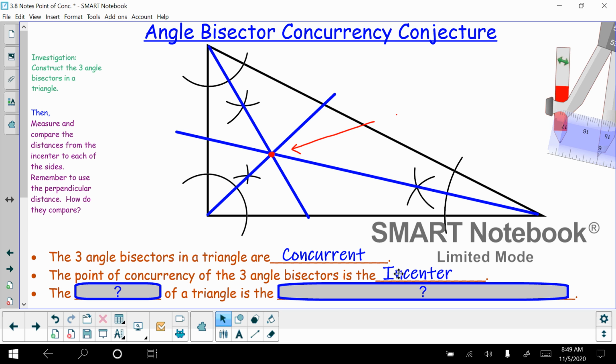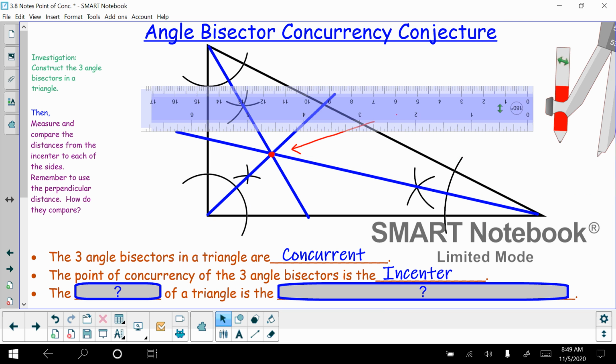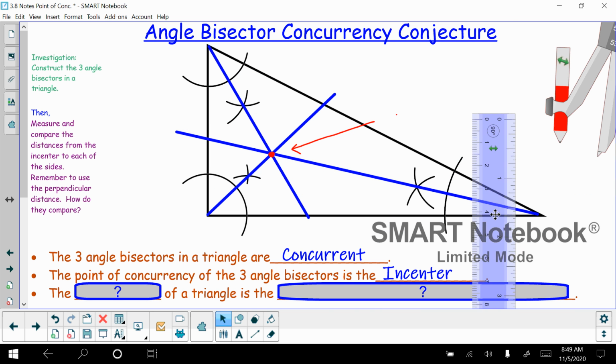So this is the second part of the investigation. It says then measure and compare the distance from the in-center to each of the sides. Remember to use a perpendicular distance. And how do they compare? Perpendicular distance, what they mean by that is get your ruler, and I'm going to let you estimate.